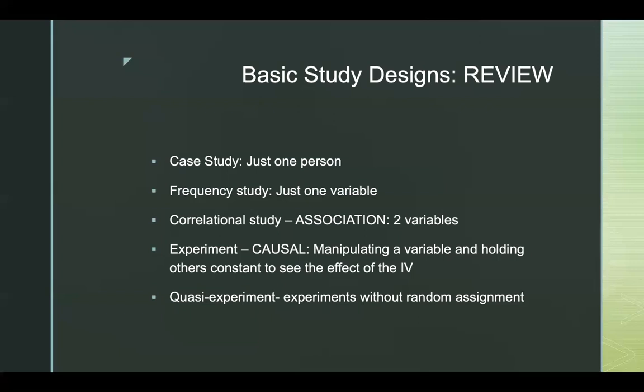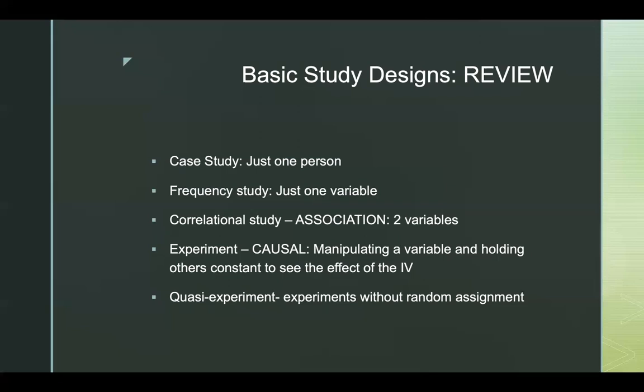And then you have a quasi-experiment. The difference between an experiment and a quasi-experiment is that quasi-experiments aren't able to have random assignment. Like we talked about last week, there are things like lung cancer that have quasi-experiments because you can't assign somebody to get lung cancer. That was in lab 14. So quasi-experiments, no random assignment.